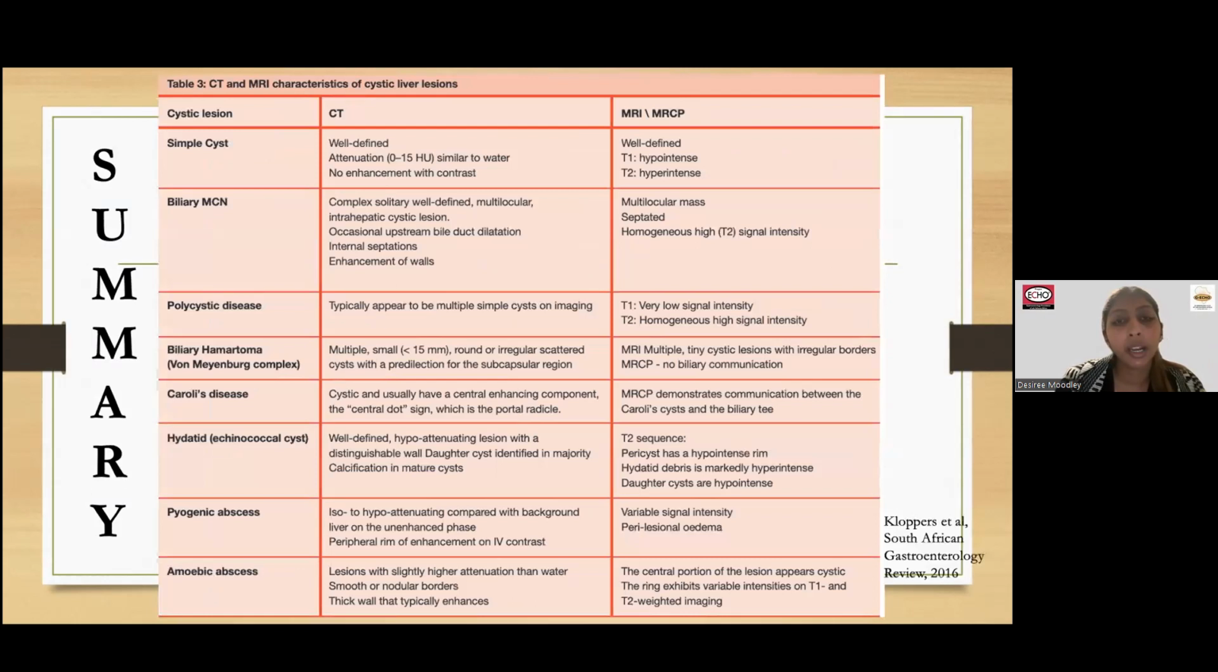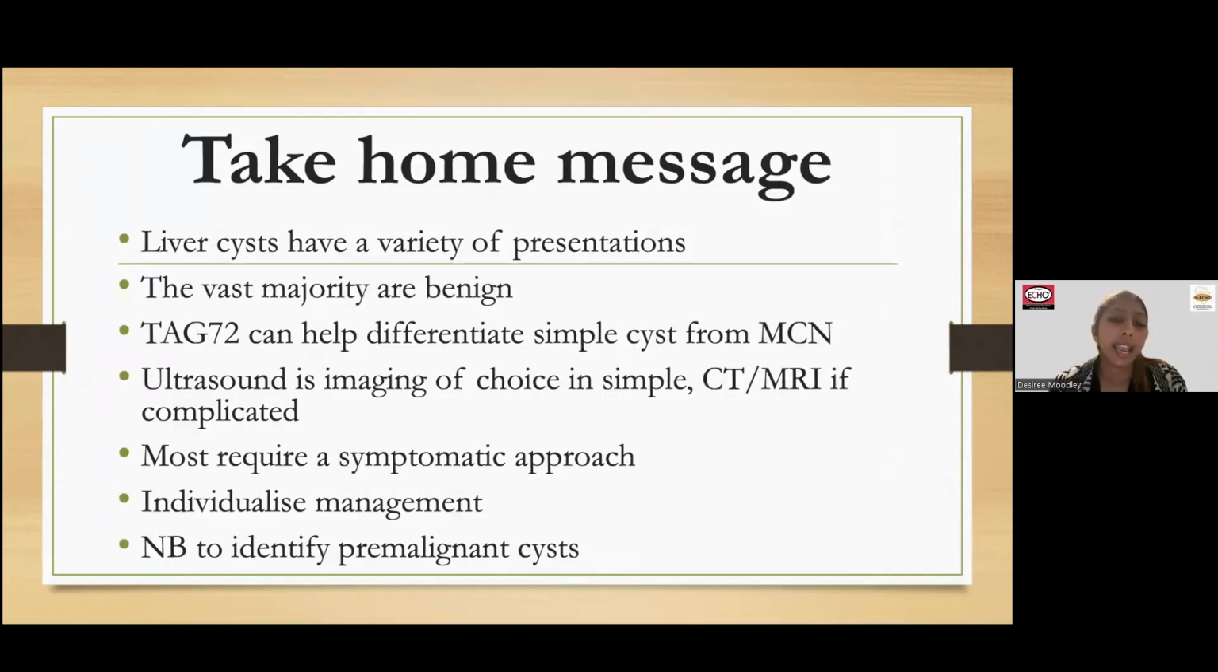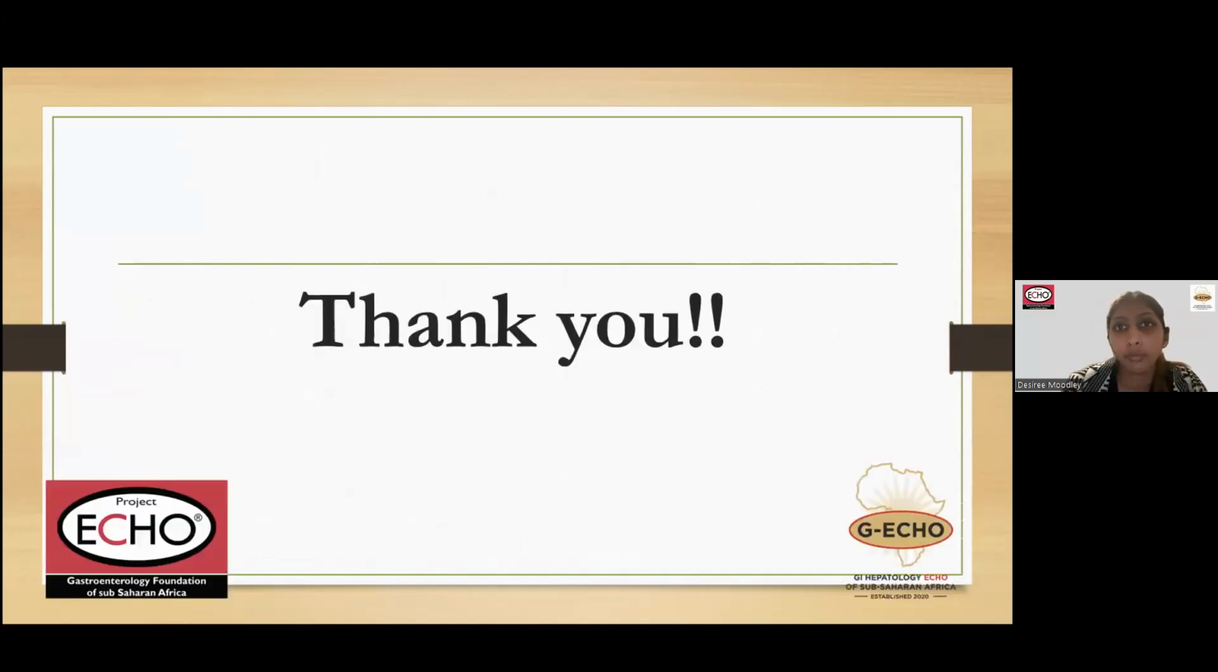So take-home messages. Liver cysts have a variety of presentations. The vast majority of them are benign, and your CA 19-9 can help differentiate a simple cyst from your MCN. Ultrasound is the imaging of choice if it's simple, but if it's complicated, a CT or MRI can be done. Most require a symptomatic approach, and we should individualize management based on our patients, and it's important to identify pre-malignant cysts. Thank you.